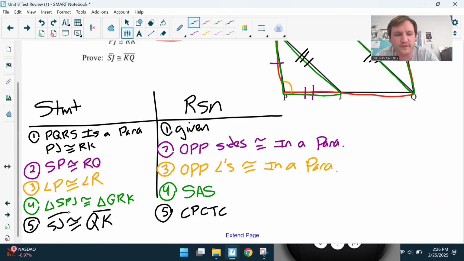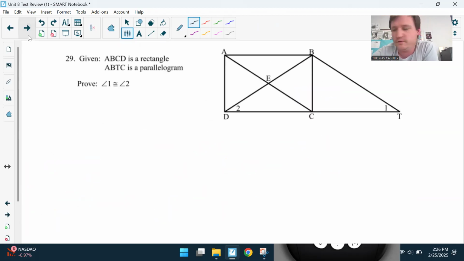All right, and we know that from the CPCTC theorem. Right, and that one's done. So that was a quick little 5-step proof. All right. Let's finish strong here. Last one.